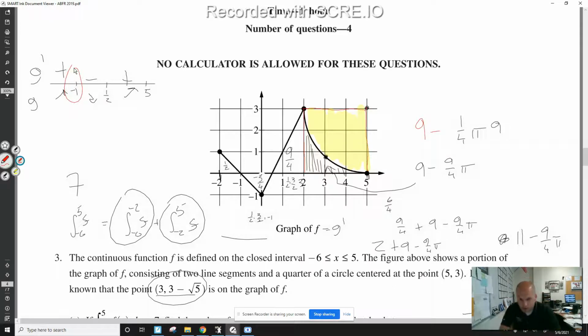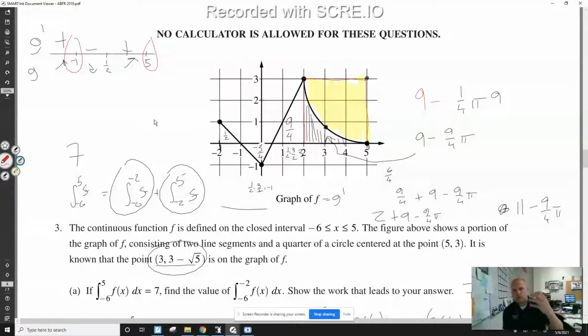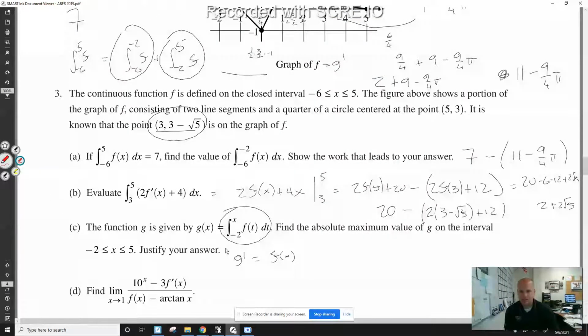But if you're like a 4 or a 5 student, you realize that the absolute max could occur at this endpoint 5. So we have candidates. Now, to kind of invoke the candidates test, you need to start with your justification, which is that an absolute max of G occurs at a relative max. That's when G prime changes sign from positive to negative, or an endpoint.